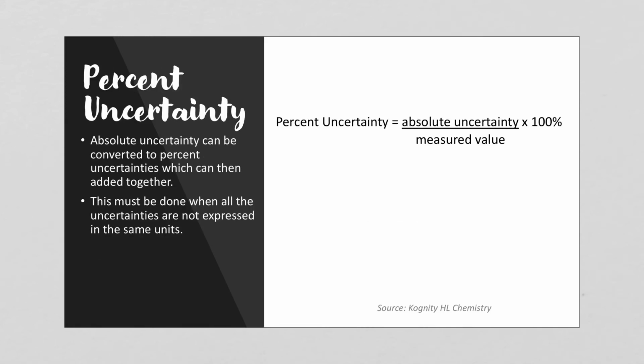However, often our measurements are in different units. So I might measure the volume, but I might also measure the time, and I might measure the temperature. All of those units are different, so I'm going to have to convert my absolute uncertainty to a percent uncertainty, and then I can add all the percentage points together. So the way you do that is you take the absolute uncertainty and you divide it by the measured value and multiply by 100%.